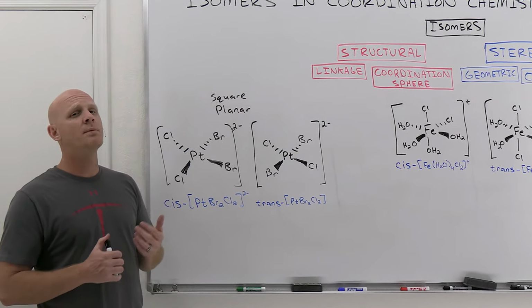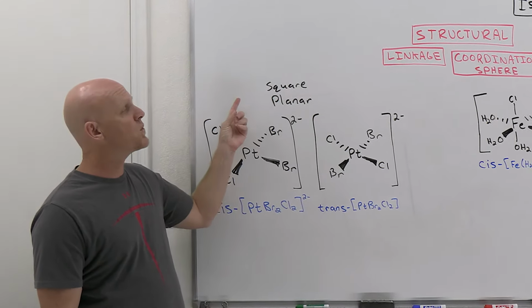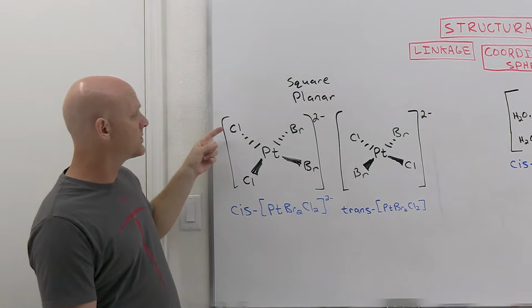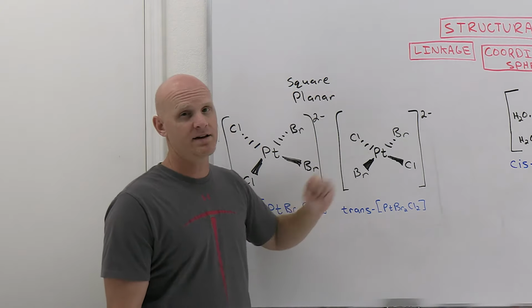It turns out there are 2 different geometries where this is possible. With a coordination number of 4, it's possible in square planar complexes because 2 groups can either be 90 degrees apart like they are here or 180 degrees apart like they are here.